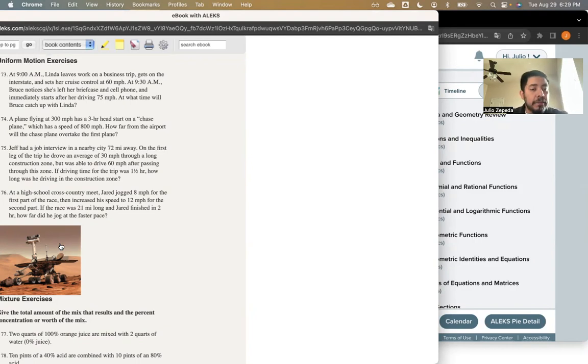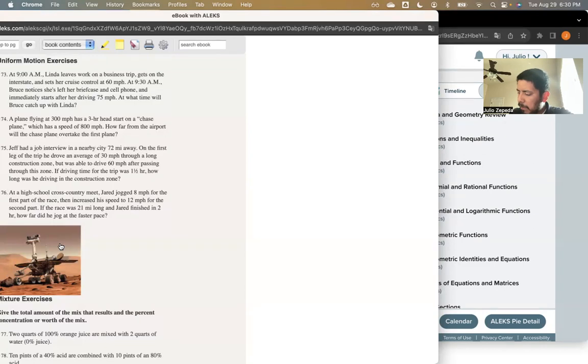A plane flying at 300 miles per hour has a 3-hour head start on a chase plane, which has a speed of 800 miles per hour. How far from the airport will the chase plane overtake the first plane? Okay, so here we have two planes, and let's just call them first plane, and then a chase plane, right? Why not? We could call it second, whatever we like.